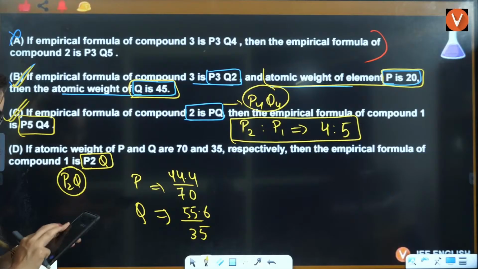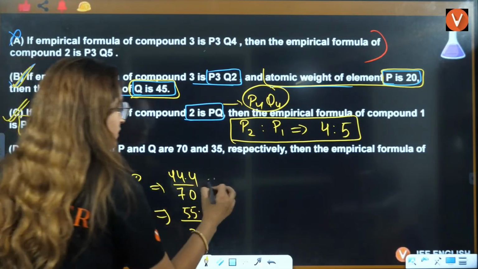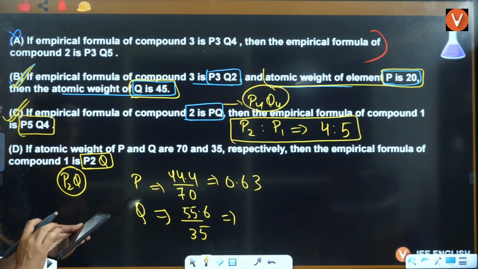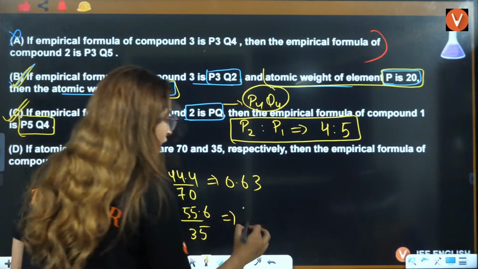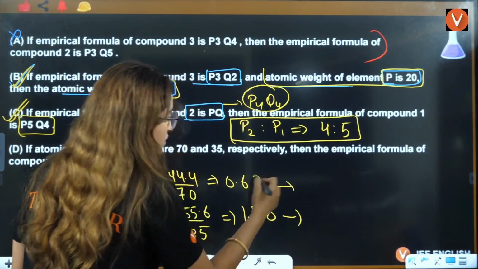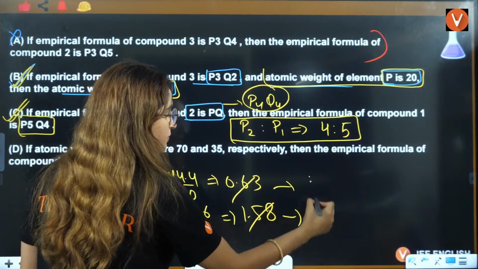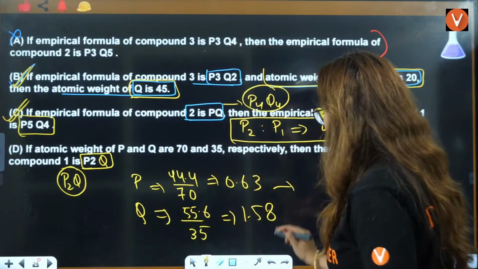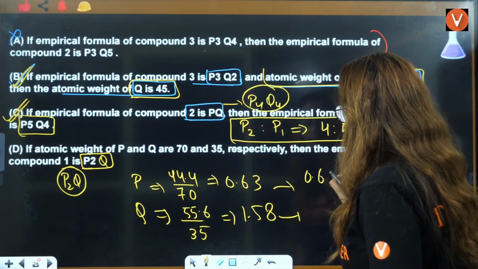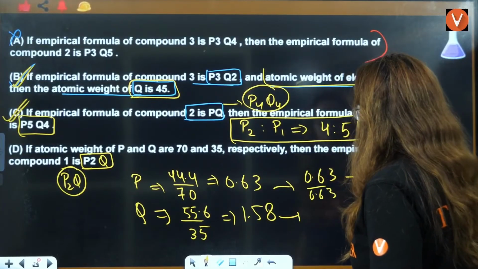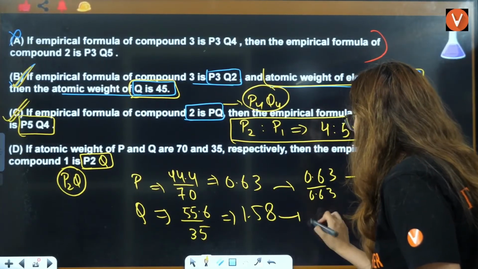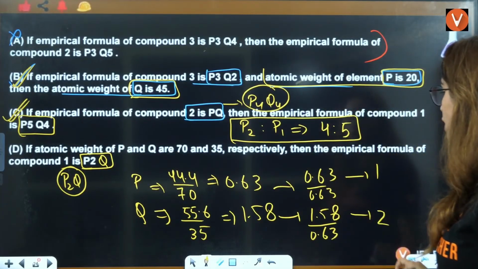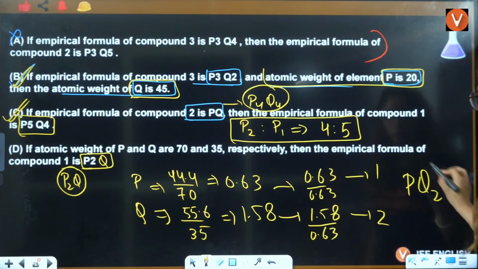44.4 divided by 70. That is 0.63, okay? And 55.6 divided by 35, that is 1.58, right? Can you see this is double this, so it will be 1 and this will be 2. 0.63 divided by 0.63 is 1, and 1.58 divided by 0.63 is nothing but 2. So the answer is coming out to be PQ2.